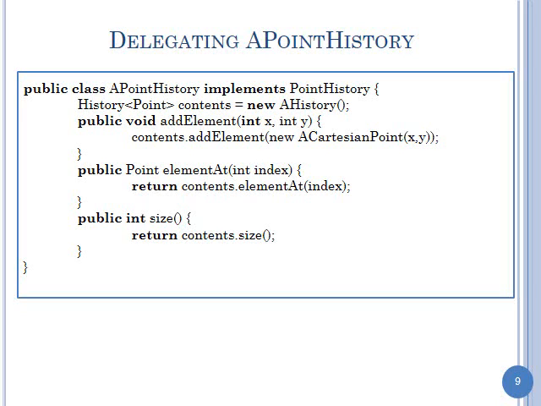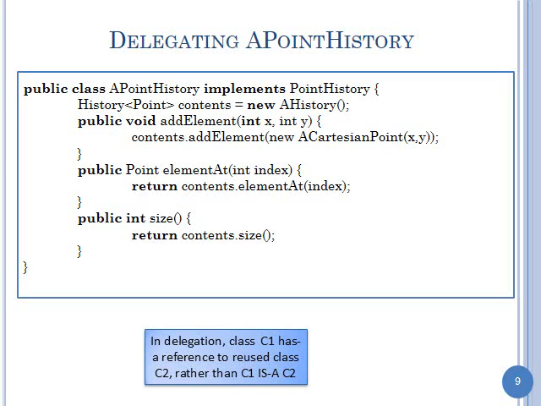Before inheritance, this is what you should have done. You would define a history variable inside it, okay? And you would do your add element here, where you would say contents.add element, and then you have to define these forwarder methods that are doing nothing else but forwarding the call to something. Okay? So now the relationship between a point history and history is not that of is a. A point history is not a history. What relationship does it have to history? Has a. It has a variable of that type. Okay? So this is called delegation.